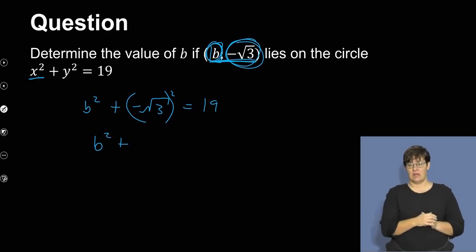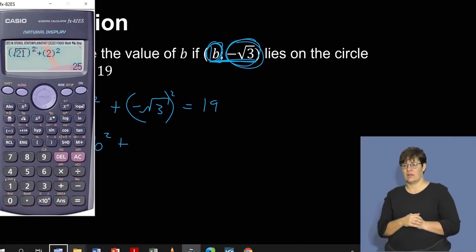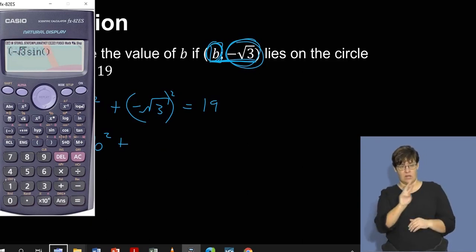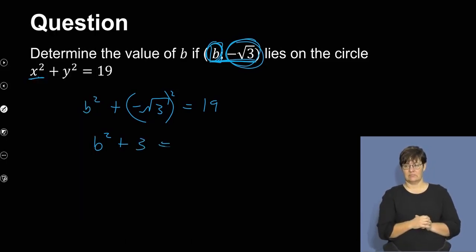And so what I get is b squared. I'm not quite sure what that is, so I'm just going to quickly take out my calculator. Let's just make sure that we get this right. I'm going to open brackets, minus the square root of 3, close brackets, square, and I get 3. b squared plus 3 is equal to 19.